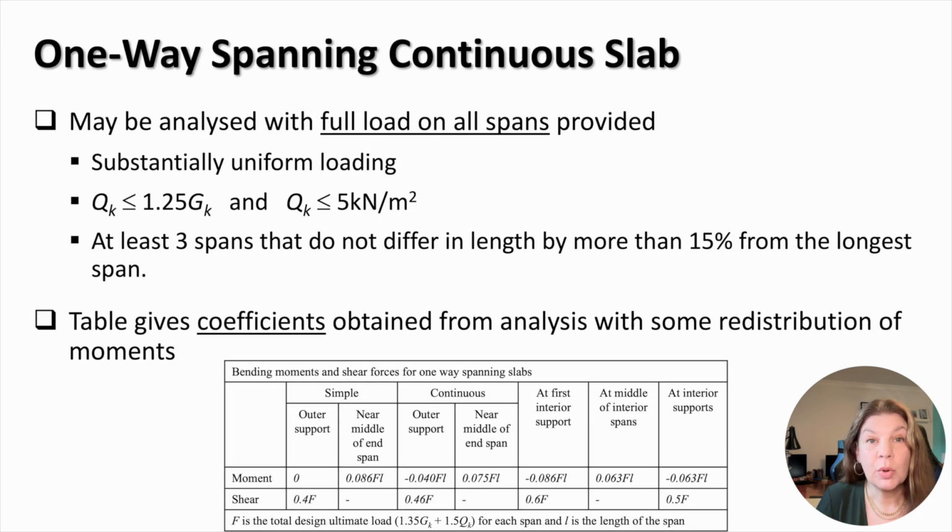In certain conditions, one-way spanning continuous slabs can be analysed with a full load, so the maximum design permanent and variable loads on all spans. These conditions include mostly uniform loading, the variable load smaller than 1.25 times the permanent load and smaller than 5 kilonewtons per meter square, and roughly similar spans. The maximum moments and shear forces in such slabs can be found as factored full load F times L, that is, the full load times the span length, applied on a typical span. The corresponding reduction coefficients depend on the type of slab end support and are summarised in the table on this slide.